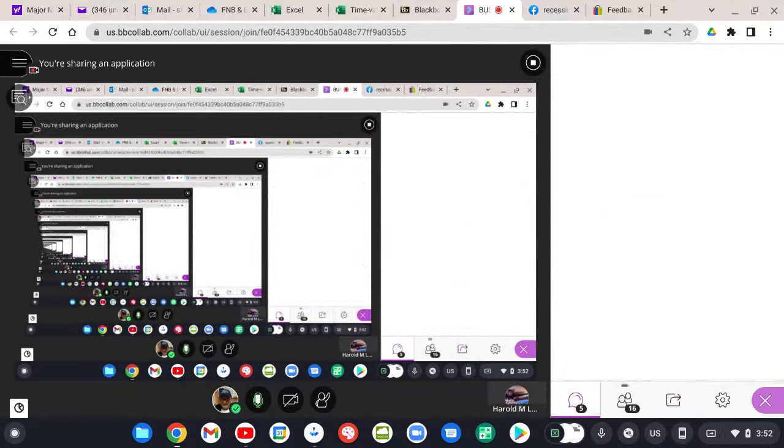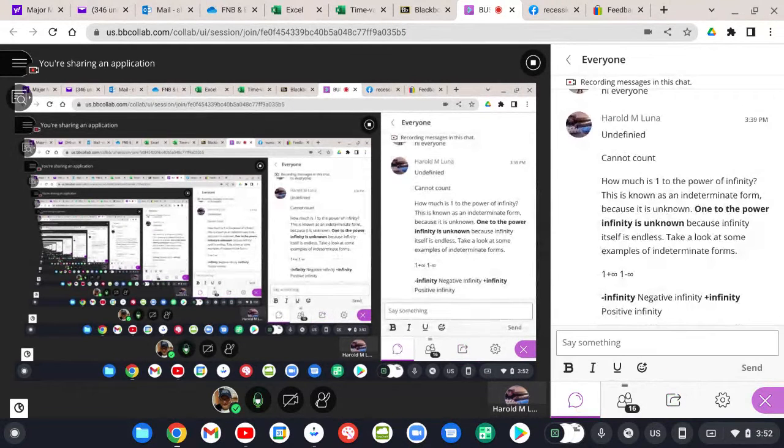How much is 1 to the power of infinity? 1 to the power of infinity is 1. It is 1, it's not unknown. It is 1 times 1 times, no matter how, look, you write it like this. The infinity symbol, I cannot find it on my computer.